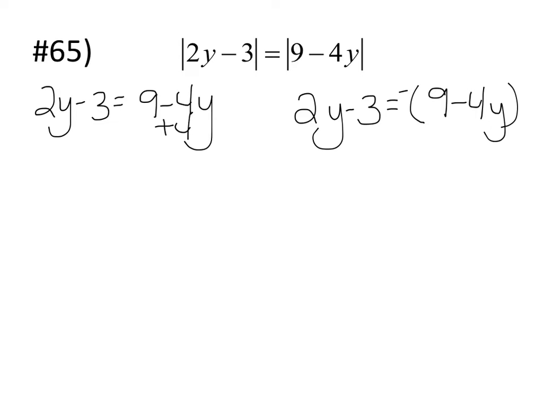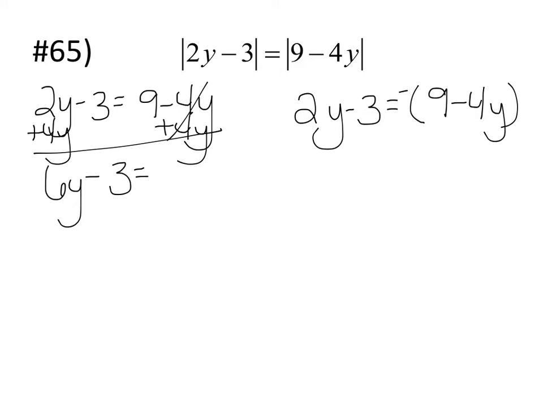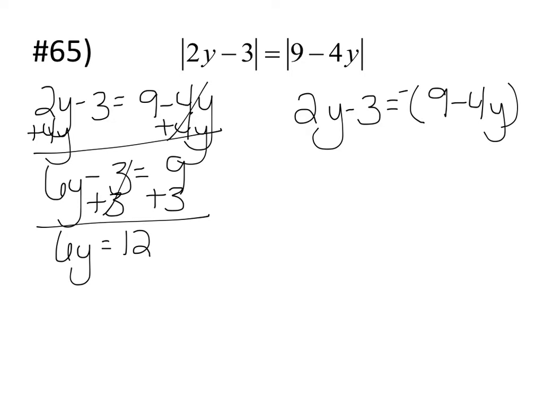So I'm going to add 4y to both sides, because remember we're always trying to keep our y's positive. So I have 6y minus 3 equals 9. Add 3 to both sides. You get 6y equals 12. So on this side we get y equals 2.